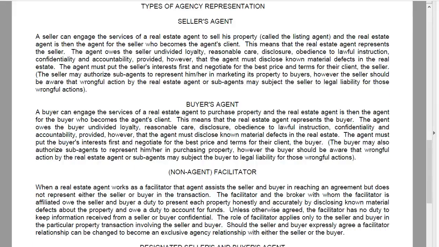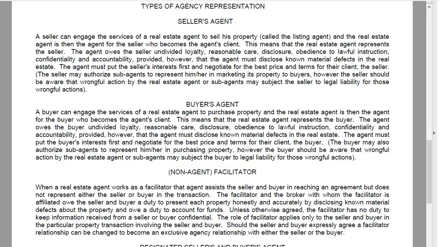So on the back side of this form are the descriptions of the types of agency that are available. So we have seller's agent, buyer's agent. The wording is slightly different, but let's just summarize the buyer's agent. A lot of this is going to be very familiar to you. The agent owes the buyer undivided loyalty, reasonable care, disclosure, obedience to lawful instruction, confidentiality, and accountability. Wow, that sounds like old car, doesn't it, guys? It sure does. Provided, however, that the agent must disclose known material defects in the real estate.